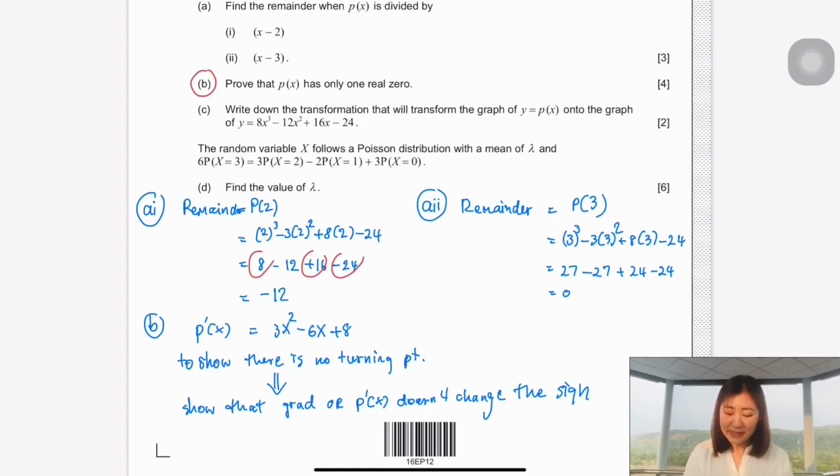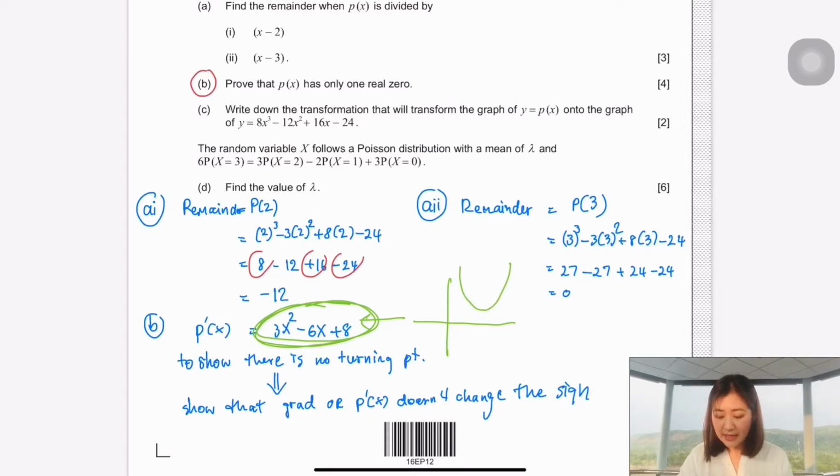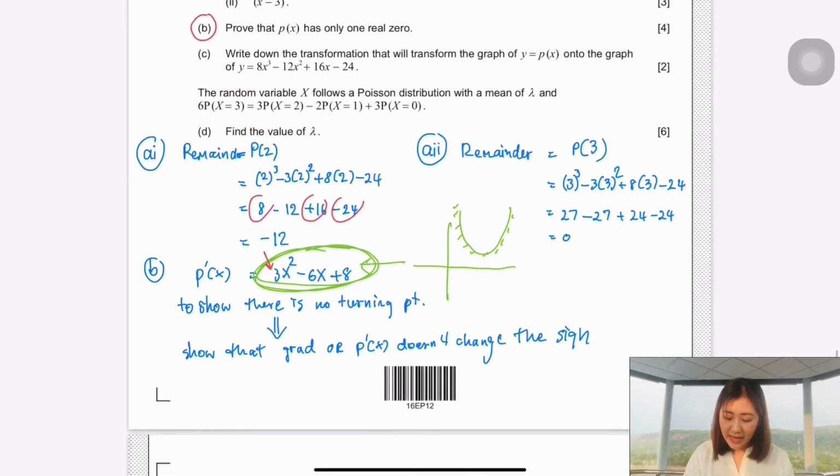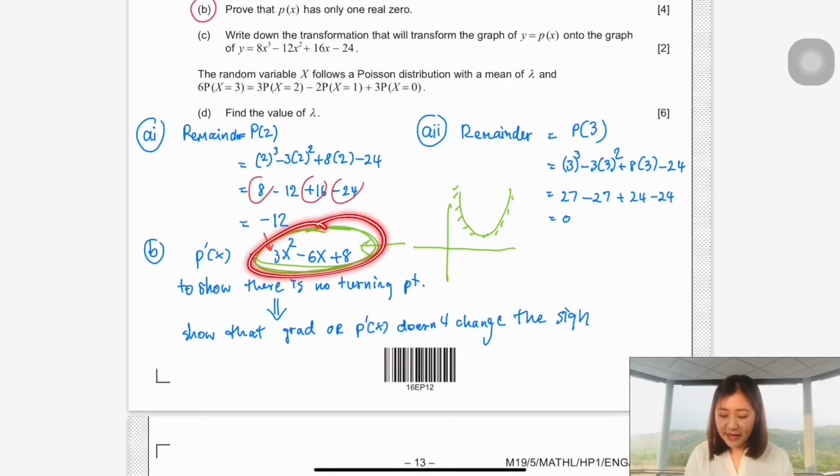So if you plot this graph, all of it must be above the x-axis because all values must be the same sign, right? Or it could be all below the x-axis. But is this above or below? Just take a look at x². It's positive, right? So all above. This is what we expect. To show that this is all above the x-axis, you have to show the discriminant of this is less than 0, right?